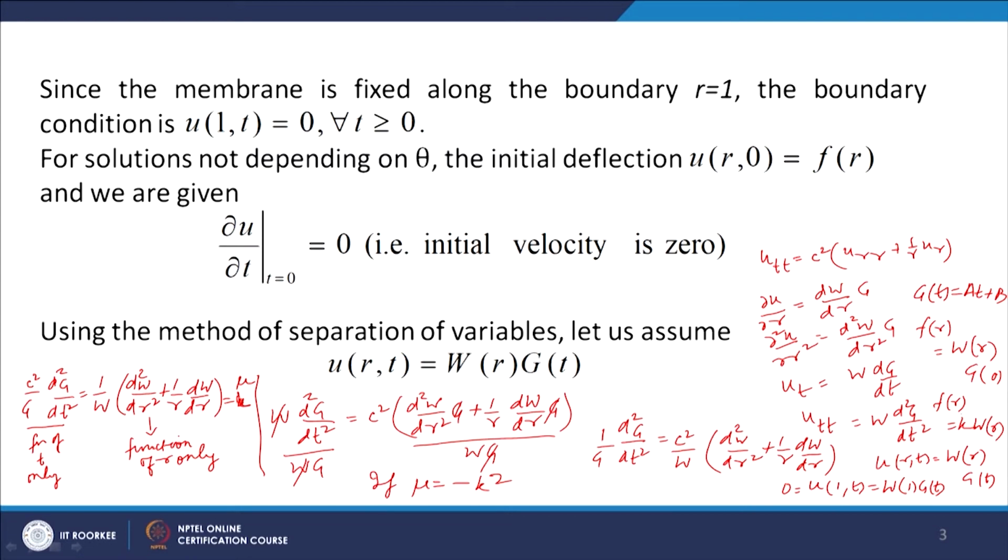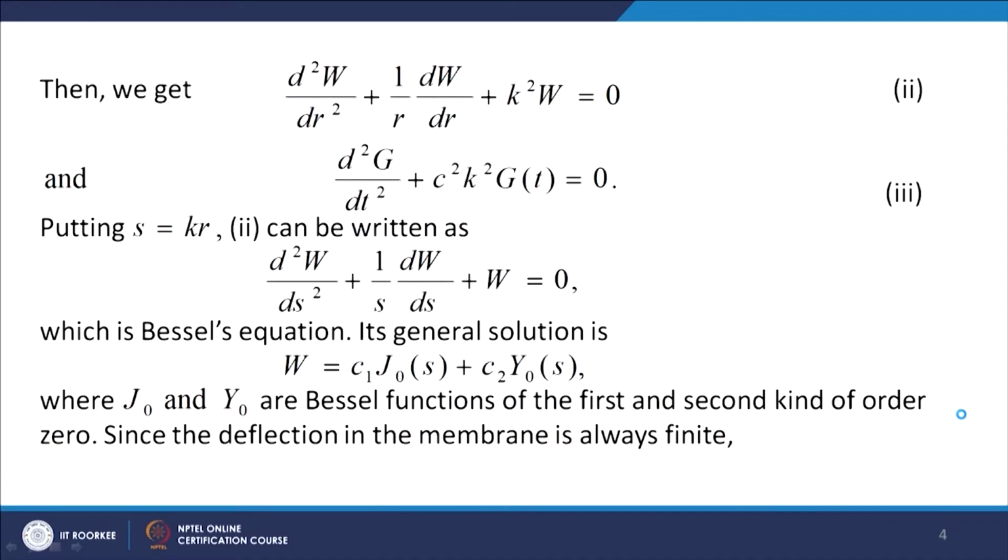So, what we get is that these situations, mu equal to 0 and mu greater than 0, that is mu equal to some constant k square, lead us to solutions which are not possible, where the boundary conditions that we are taking do not provide us a solution. So, that provides us a trivial solution. So, what we do is we take mu equal to minus k square, and we get these two equations. Putting s equal to k r in this equation, equation 2 can be written as d square w over ds square plus 1 by s dw by ds plus w equal to 0. And this equation we know is a Bessel's equation.